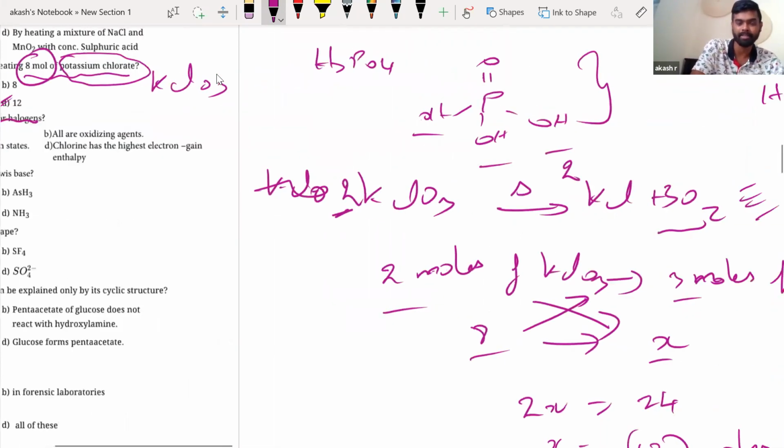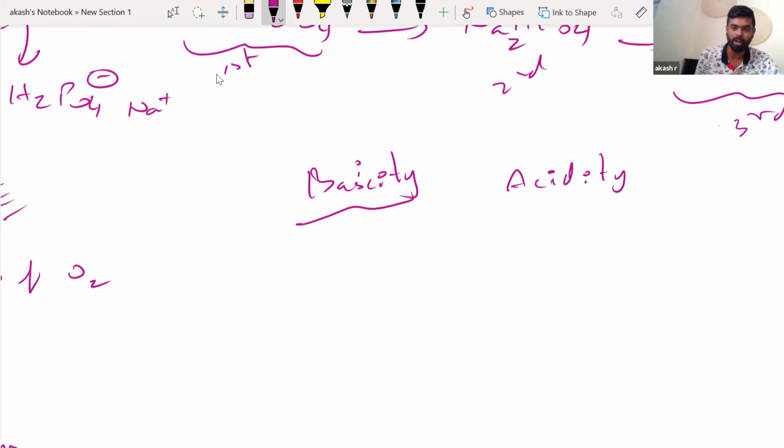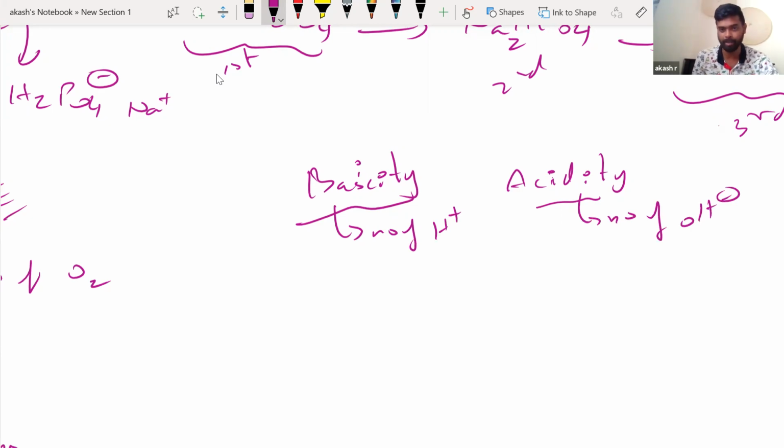See, when I say basicity, there is also something called acidity. These are not the acidity you get with digestion problems, not that acidity. It is a chemistry term. Basicity is the number of H plus an acid can give. Acidity is the number of OH minus a base can give. Exactly the opposite.